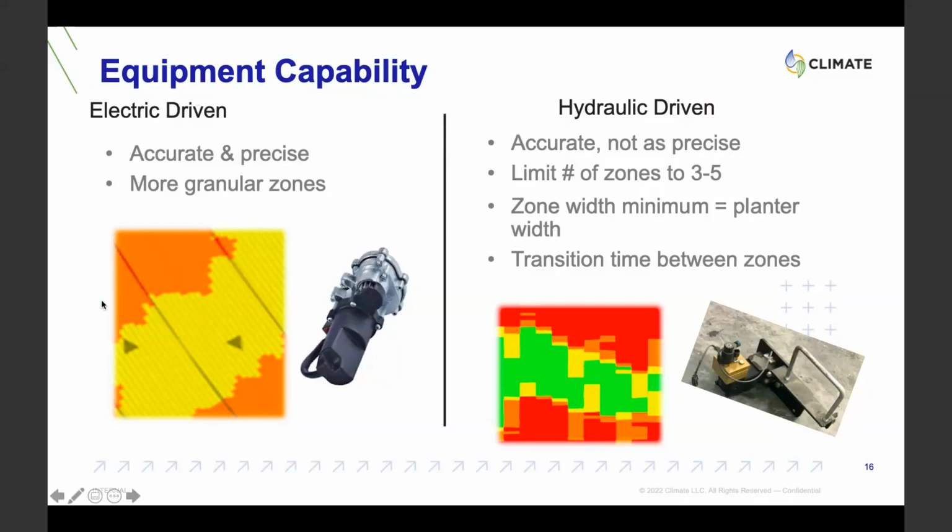So if we compare this image on the left, we've got an electric drive meter, whereas on the right-hand side, we've got hydraulic driven meters. You can see how big of a difference you have. Now, both are going to do a good job. It's just that the electric drive is going to get much more granular and much more in-depth when you're looking at where you're putting your seed.